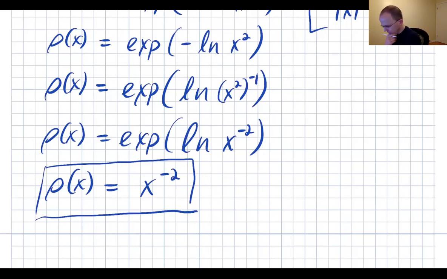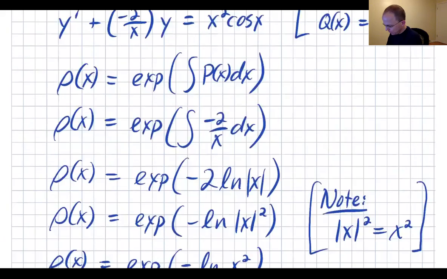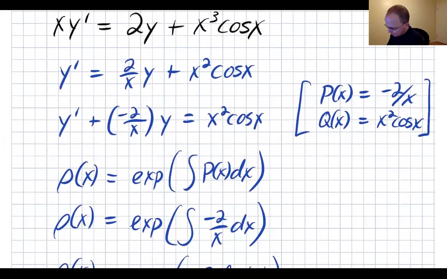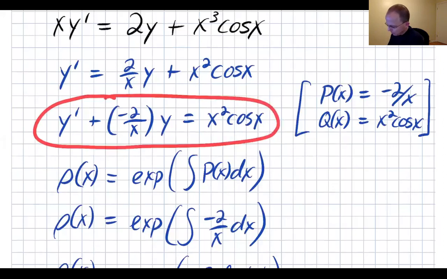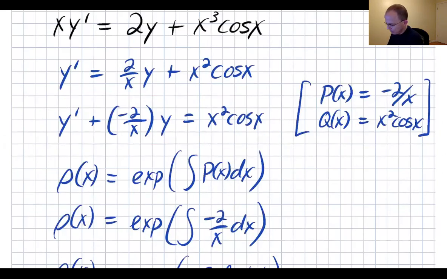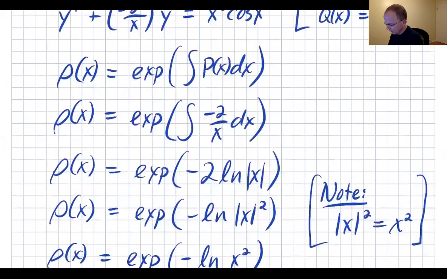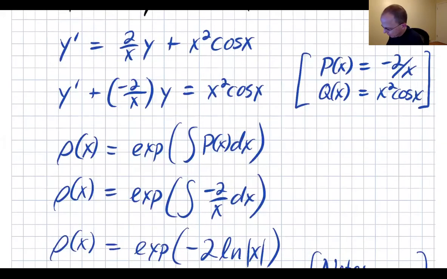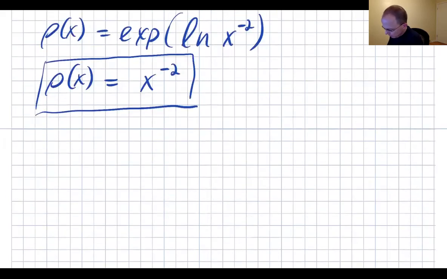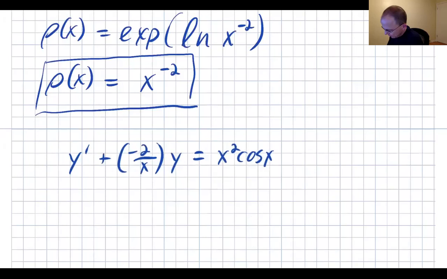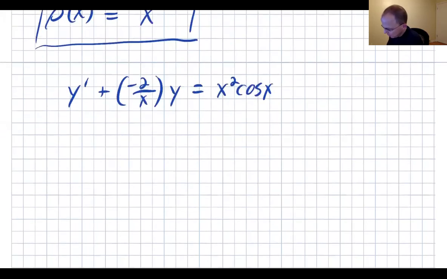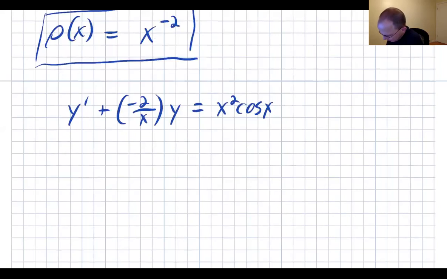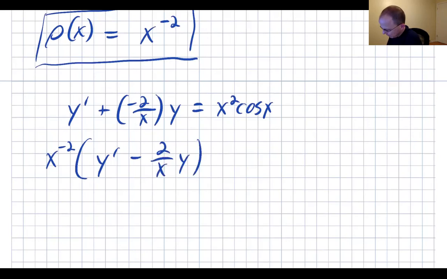Okay, so there's our integrating factor rho. Now we're going to multiply this equation right here by that integrating factor, which is x to the -2. Let me just grab this because I'm afraid I'm going to forget exactly what it is. So I'll grab that, put it down here. So there's our equation. And now let's multiply both sides by x to the -2. And now I don't need that plus anymore. I'll just replace it with the minus like that.